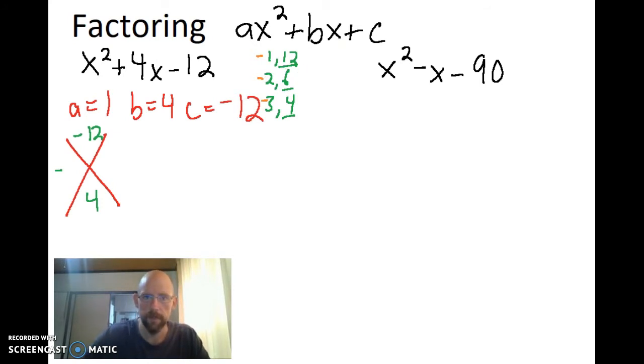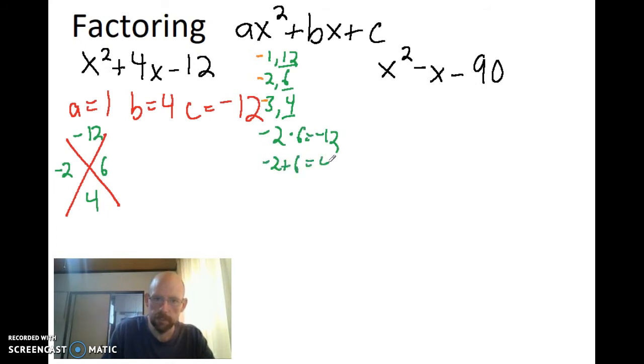That's what we want. Come down here. -2, positive 6. -2 times 6 is -12. -2 plus 6, positive 4. So it works out perfectly. Again, finally, last step, write it out.